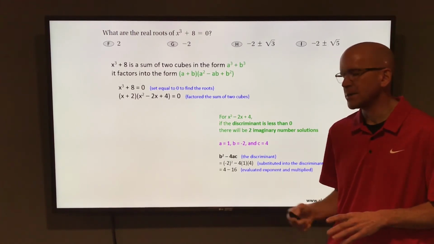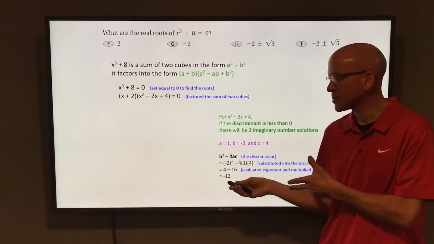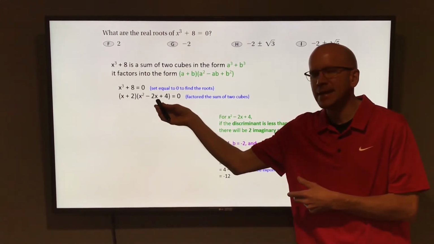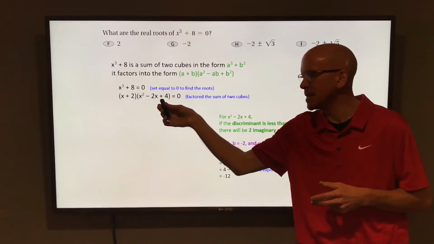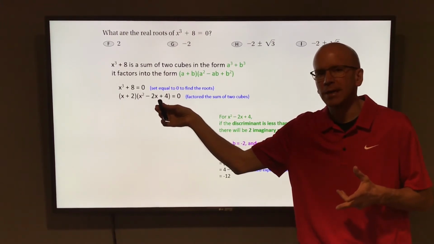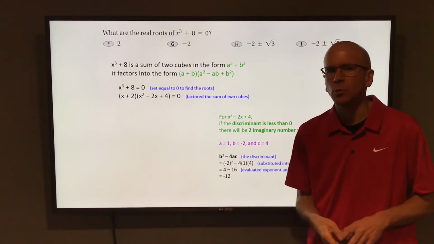There's going to be 4 minus 16, and that is negative 12. So the discriminant on that is negative. That means you're going to get two imaginary solutions. If you set this equal to 0 and solve for x, you would have two imaginary solutions. Well, that's not what we're after. We're after just the real solutions.